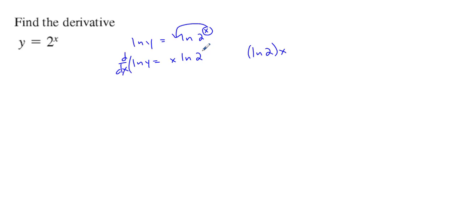Now let's find the derivative. We use the natural log to rewrite this function, this equation, so we can find the derivative. We didn't do anything with it yet. The derivative of natural log y would be 1 over y times dy dx, right? Using the chain rule, implicit differentiation. The derivative of the right side, well, that's a constant times x. That's just natural log of 2.